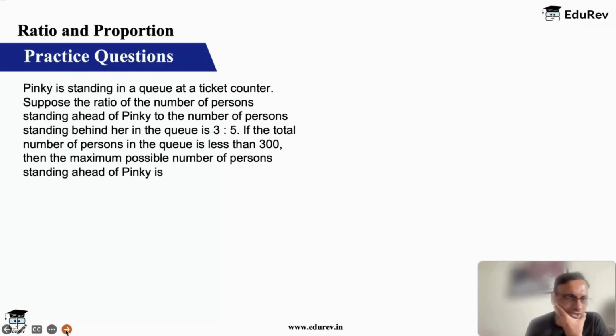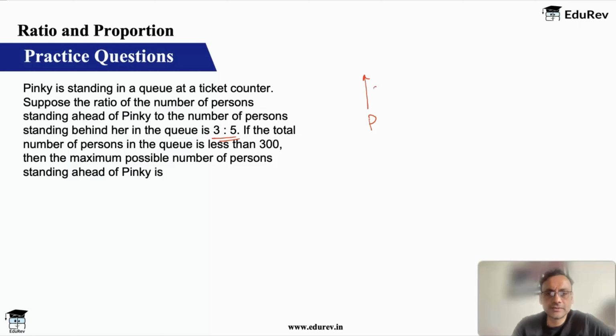This is a CAT question which came in CAT a couple of years back. A simple question if you understand. Pinky is standing in a queue at a ticket counter. Suppose the ratio of the number of persons standing ahead of Pinky to the number of persons standing behind her is 3:5. So Pinky is here.